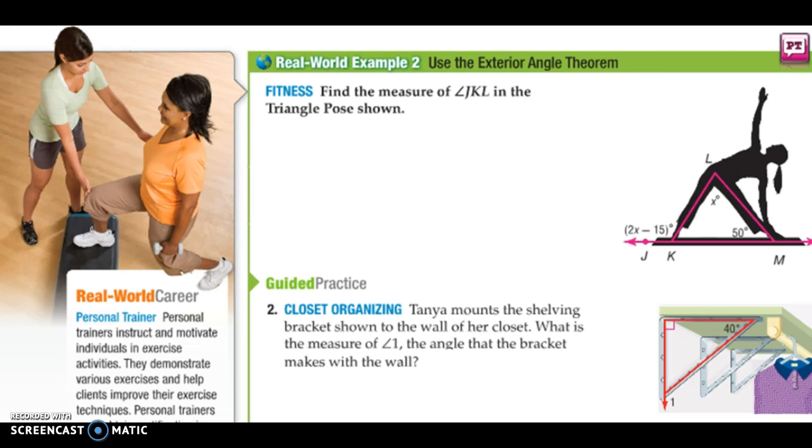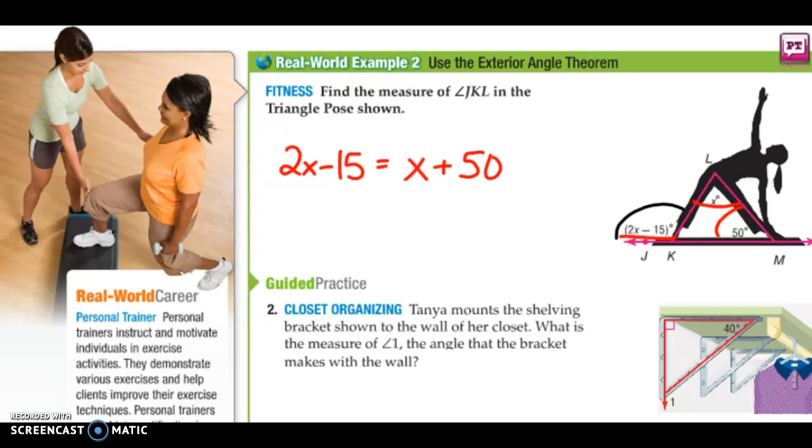Here's another example. Okay? Find the measure of angle JKL, that would be right here, in the triangle pose shown. So triangle pose is a yoga move. Looks just like that, makes a triangle with your feet. Okay, so I know that the measure of angle JKL, 2x minus 15, has to be equal to its two remote interior angles. So we see right here that would be x, and that would be 50. So the two of them are equal to each other.